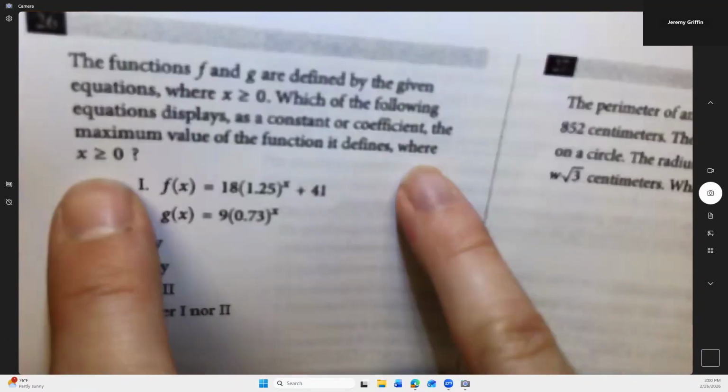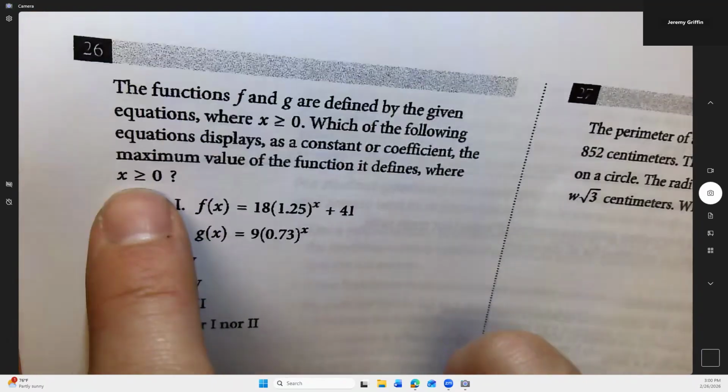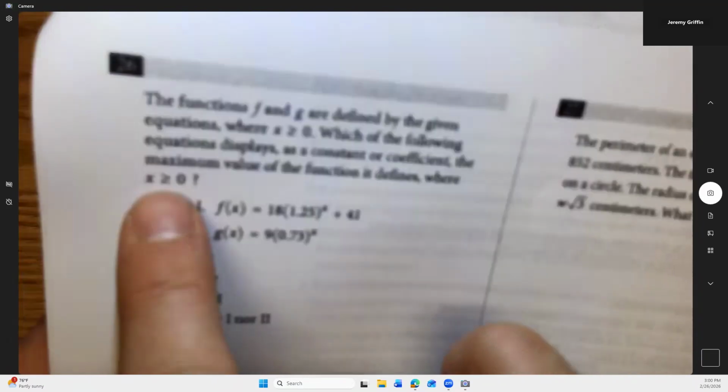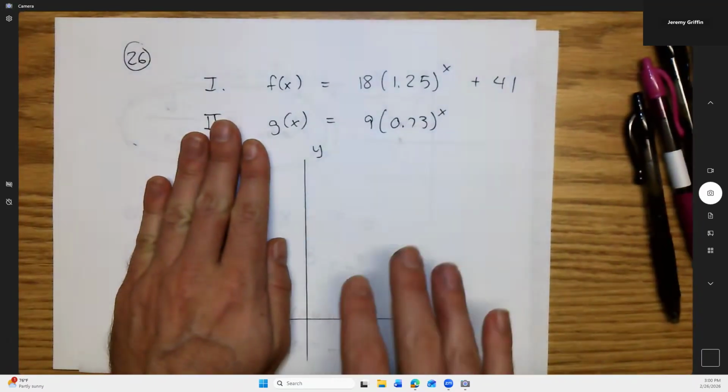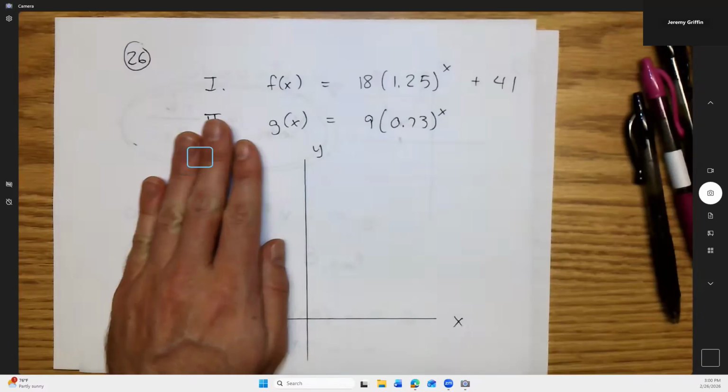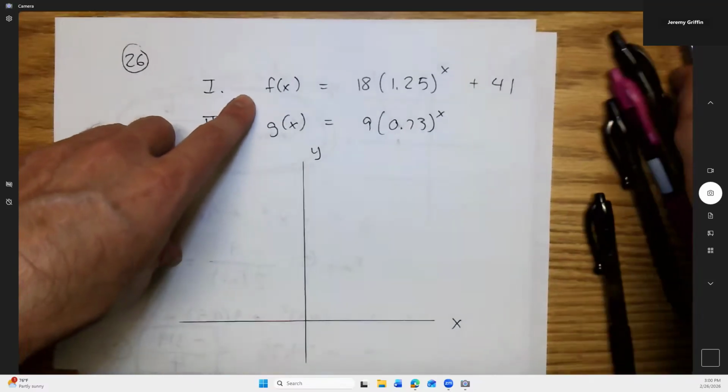One more detail. I almost missed this. You guys see this last detail right at the end? It says x is greater than or equal to 0. So we're not considering anything in negative territory. We're only talking about positive territory. Is that okay? Right, so let's start with this f of x right here.